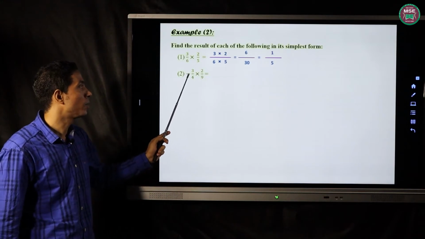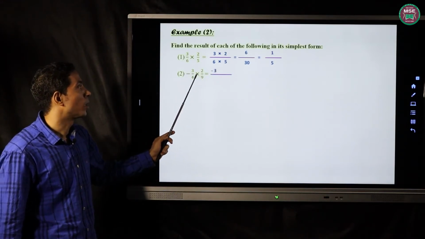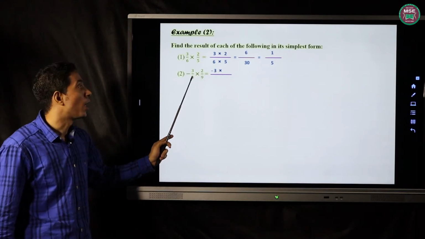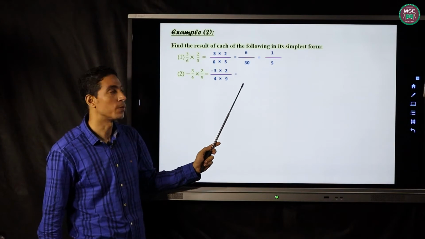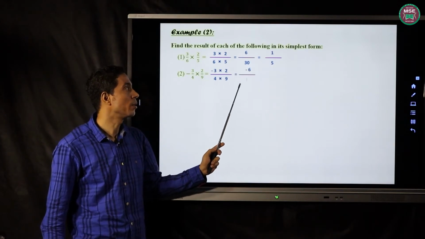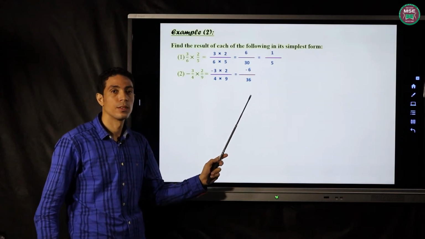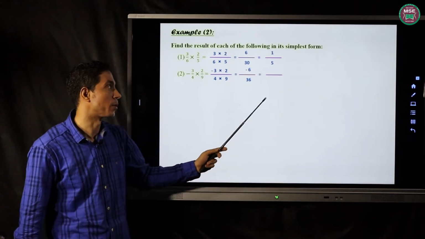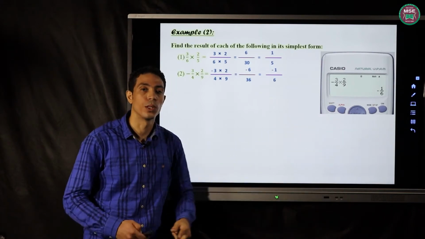Number 2, negative 3 over 4 times 2 over 9. Negative 3 multiplied by 2 and 4 multiplied by 9. Negative 3 times 2 equals negative 6. 4 times 9 will equal 36. Simplifying negative 6 over 36 will equal negative 1 over 6. And we can check our answer by calculator. The result will equal negative 1 over 6.